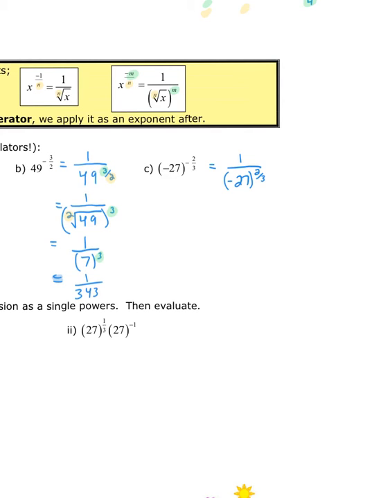And then I'm going to write this as 1 over negative 27 in the root, and I'm taking the cube root of that because that's in the denominator, and the numerator of my exponent is 2. And then the cube root of negative 27 is negative 3, because negative 3 times negative 3 is positive 9, times negative 3 is negative 27. So negative 3 squared is 1 over 9.